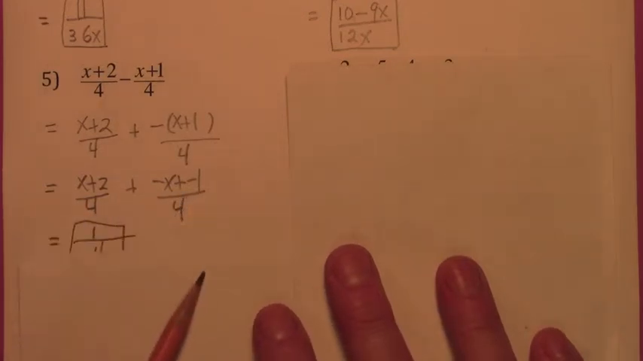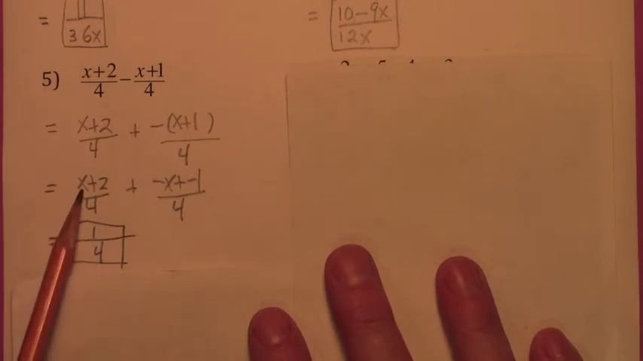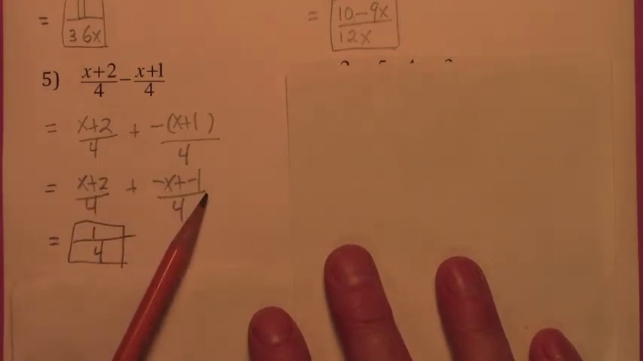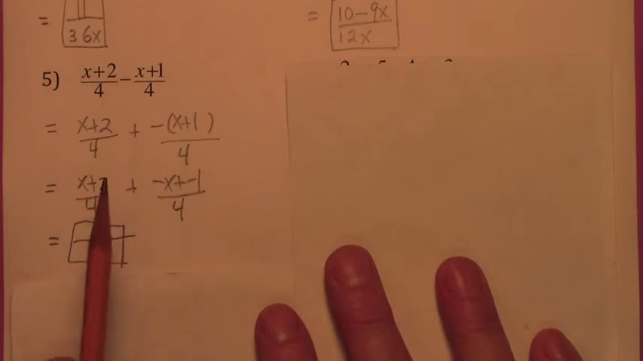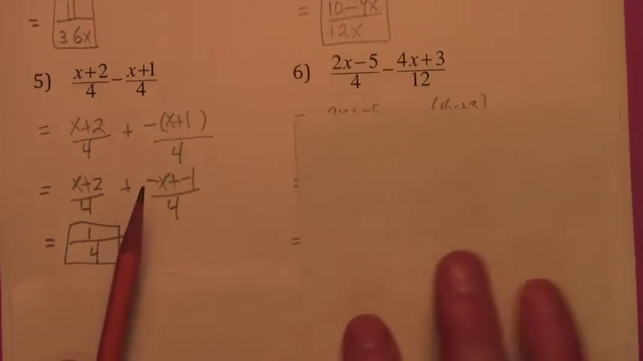Now that the denominators are the same, you can add the numerators. What is x plus 2 plus negative x plus negative 1? I think the x's cancel. Your answer is 1/4. Okay, one more, then I'll give you some to try.